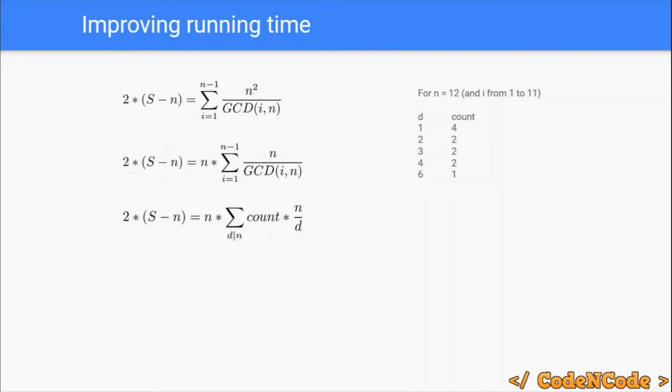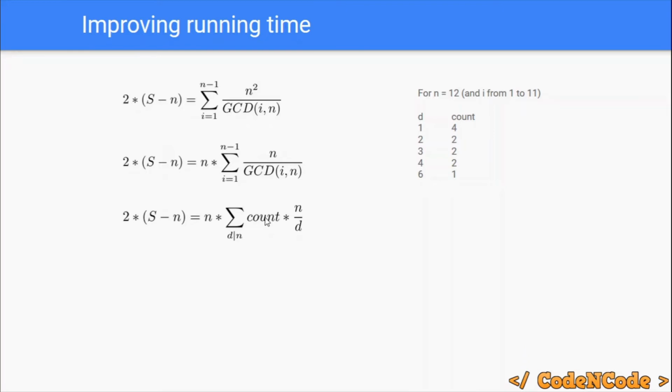So how many times is it being added? 4 times, which is equal to the number of elements having GCD equal to d. So for each divisor, I'll be counting how many integers from 1 to n minus 1 have GCD d, and this is represented by count, and their contribution would be count times n by d, because if their GCD is d, n would be divided by d. And how many times will we be doing that? Of course, the number of elements which have GCD d.